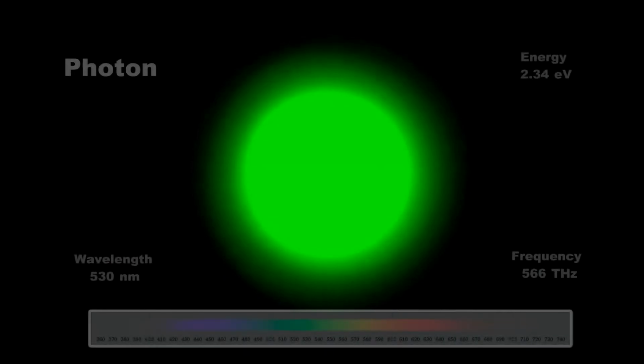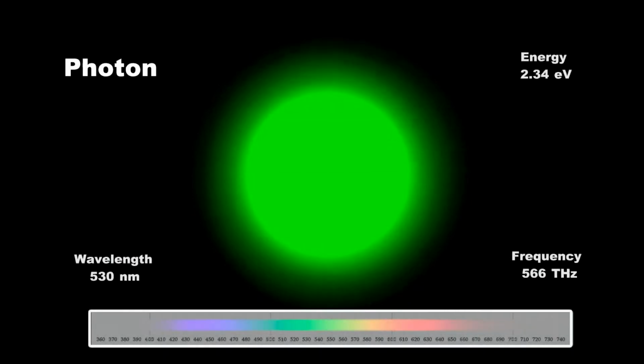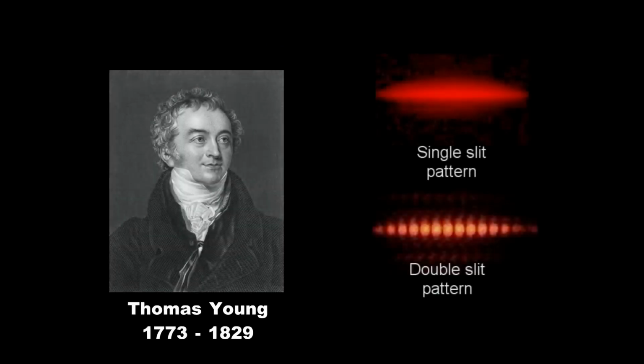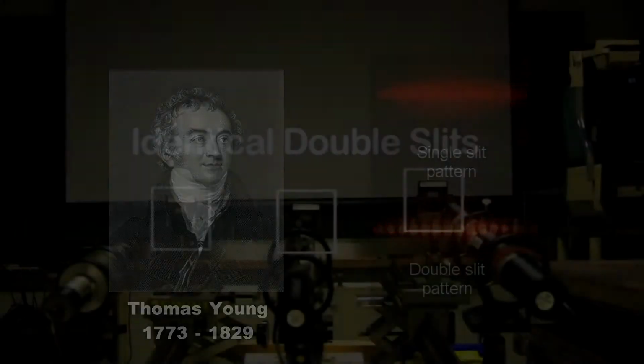Here we see the representation of a single photon of light. Scientists understand many of the properties of light, but light still holds some mysteries that perplex us. Thomas Young first demonstrated the wave nature of light in 1803 with his famed double-slit experiment, and ever since then the world's top minds have debated what the results of this experiment actually mean.